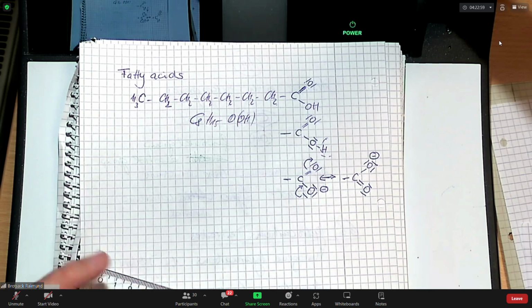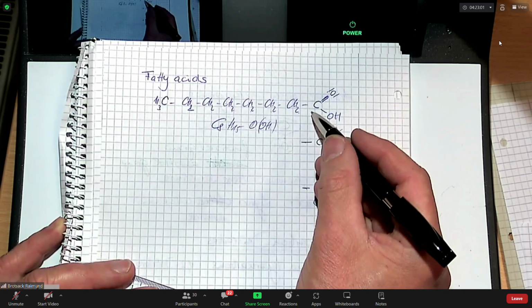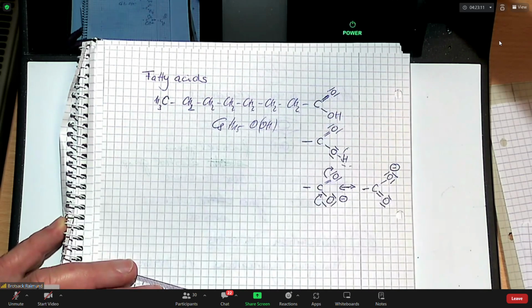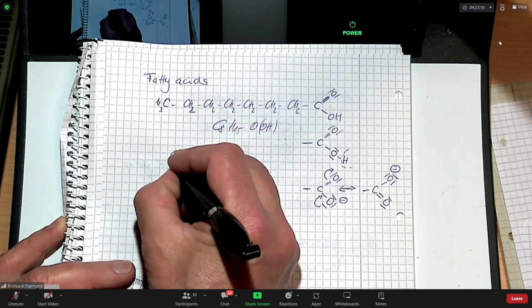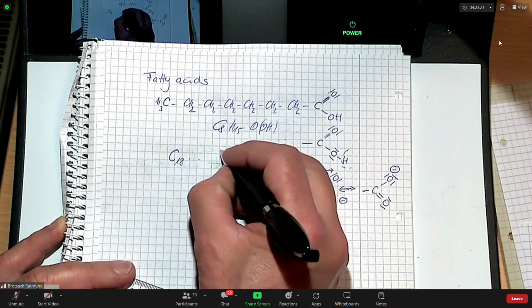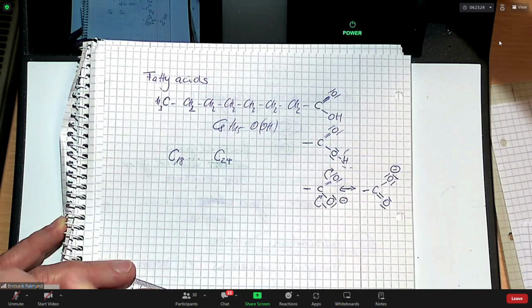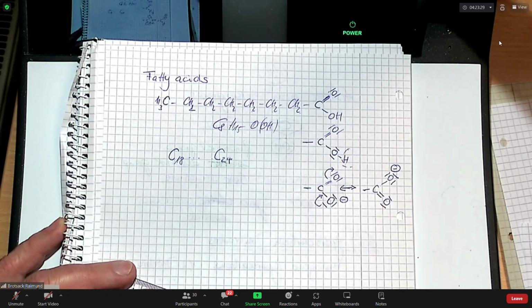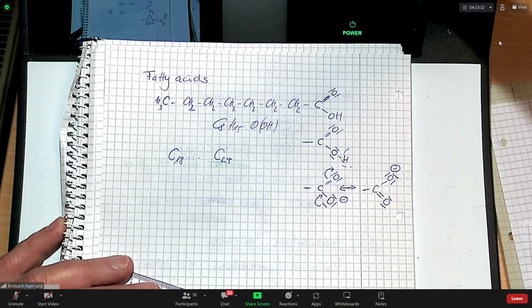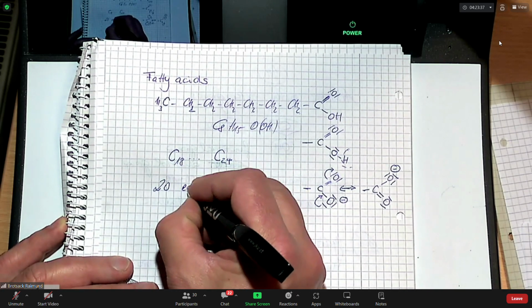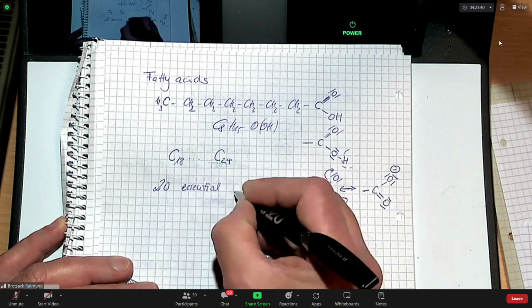So fatty acids, they have a long chain and the carboxylic function for the acid. Normally, we have, for example, C18 and whatever, up to C24 long chain, and at the end, the acidic function. And there are existing more than 20, or I think 20, essential fatty acids.